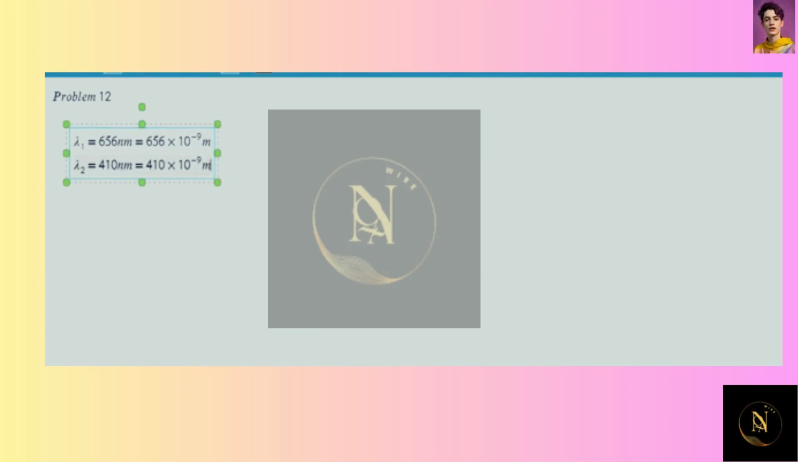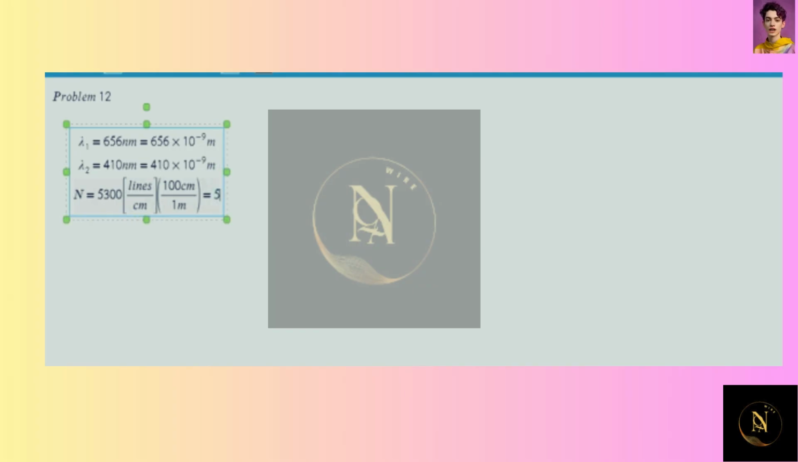And these wavelengths, they are going to interact with the diffraction grating with the following number of lines per centimeter. We have 5,300 lines per centimeter. Now let's go ahead and convert that to lines per meter. So that comes out to be 530,000 lines per meter.